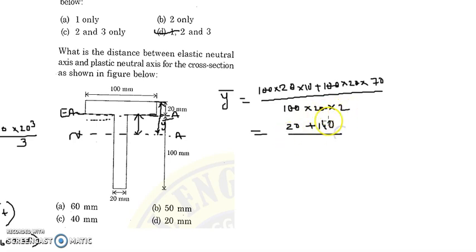Now this is 2 into 4. So how much is this? 160 by 4. What is this? 40 millimeter. So I'm going to get my neutral axis at 40 millimeter. So from here to here it is 40 millimeter. Therefore this is going to be 20 millimeter. That is the answer. Answer is D.